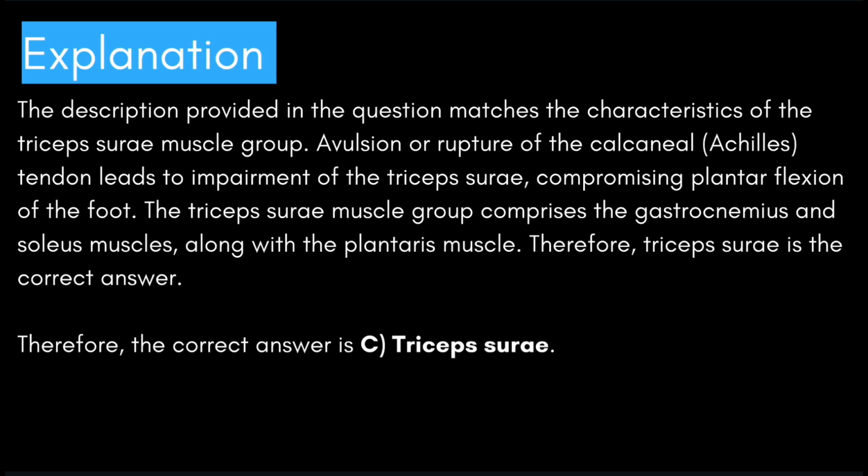Moving on now. The description provided in the question matches the characteristics of the triceps surae muscle group. Avulsion or rupture of the calcaneal Achilles tendon leads to impairment of the triceps surae, compromising plantar flexion of the foot. The triceps surae muscle group comprises the gastrocnemius and soleus muscles, along with the plantaris muscle. Therefore, triceps surae is the correct answer. C, triceps surae, correct answer. Moving on to see why the other answer choices are incorrect.